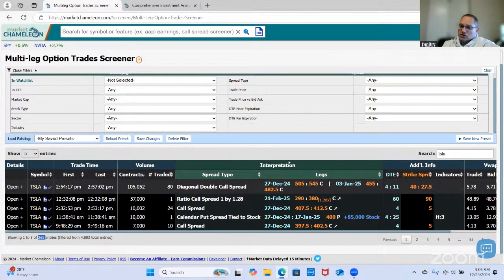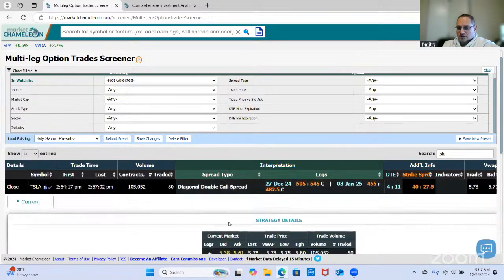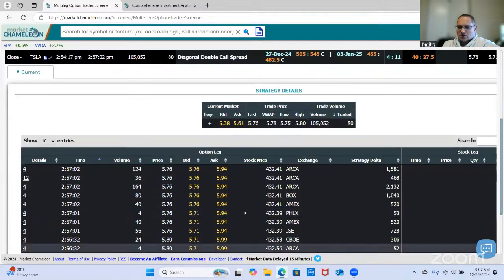And here's the interpretation of it. It was a double diagonal call spread. These are the legs, December 27, 505, 504 call spread, and the January 3rd, 455, 482.5 call spread. Okay, if you open it up, then you get more details about the spread.